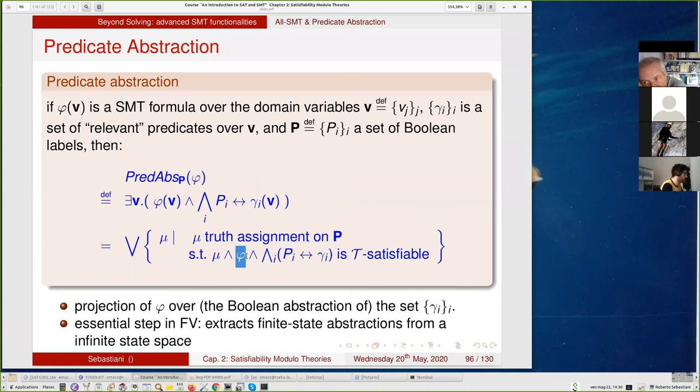For instance, if your formula comes out of some software and the pi are all the conditions in the while, if-then, if-then-else, you want to see which branches have at least one possible valid execution. I know this may sound a little complicated, but look at this definition. Ignore this for a while. It is the set of possible combinations of truth assignments to the variables pi, and hence the atoms gamma, which are compatible with phi.